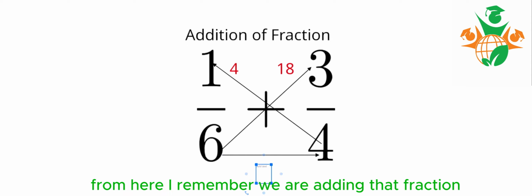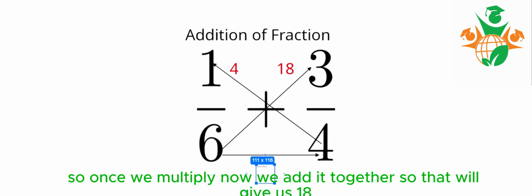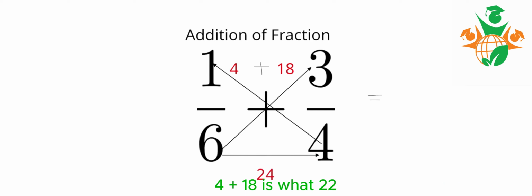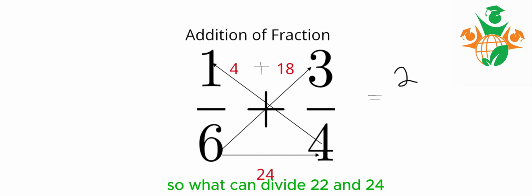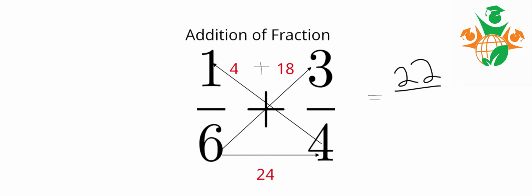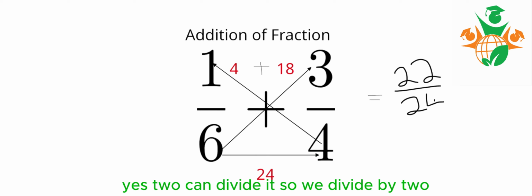Then from here, remember we are adding that fraction. So what we multiplied now, we add it together. So that will give us 18. 4 plus 18 is what? 22. That is 22. And then we have the denominator to be 24. So what can divide 22 and 24? Yes, 2 can divide it. So we divide by 2.